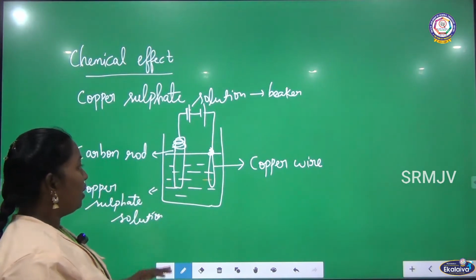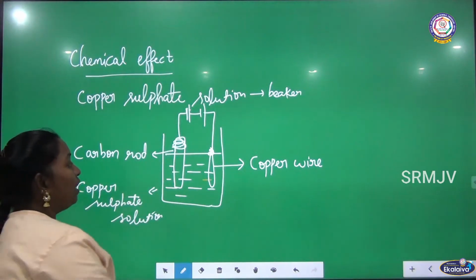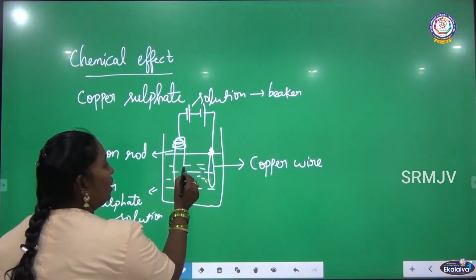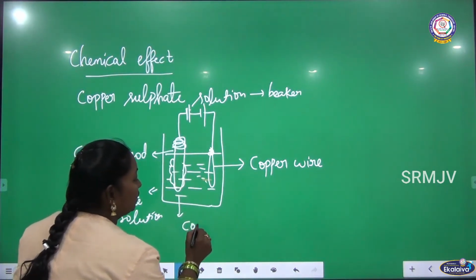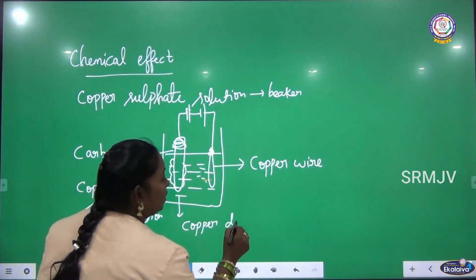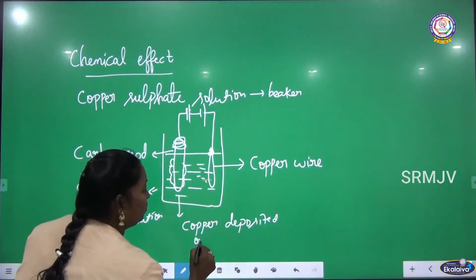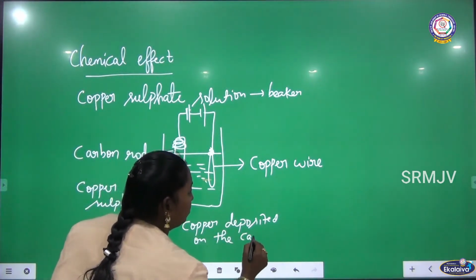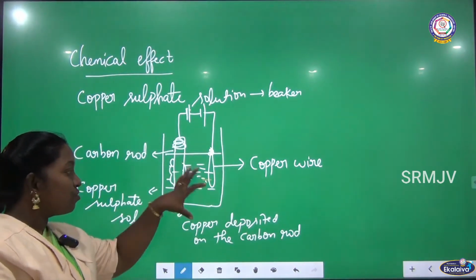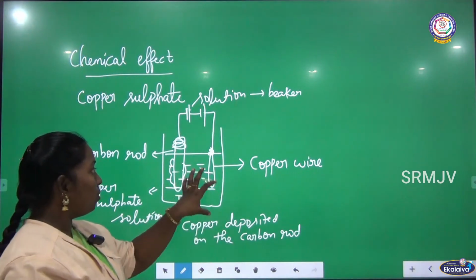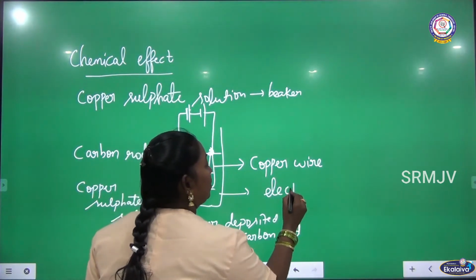So how is it going to take place? When there is a passage of current, after some time you can slowly see copper deposited on the carbon rod. So this is called electroplating, the deposition of copper on the carbon rod. You can call the process electroplating.